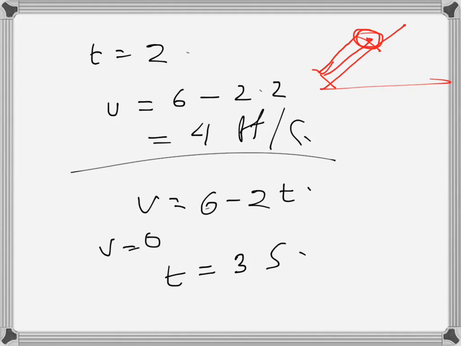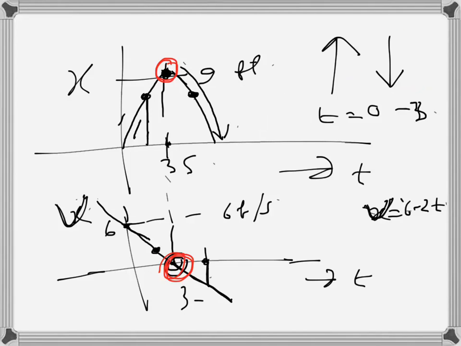So the acceleration is downwards all the time, because if we draw the acceleration curve, it will be a fixed line at minus 2 feet per second squared.